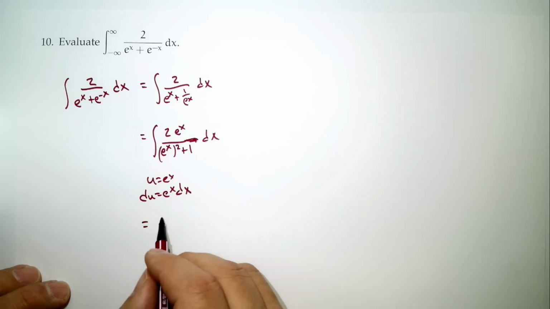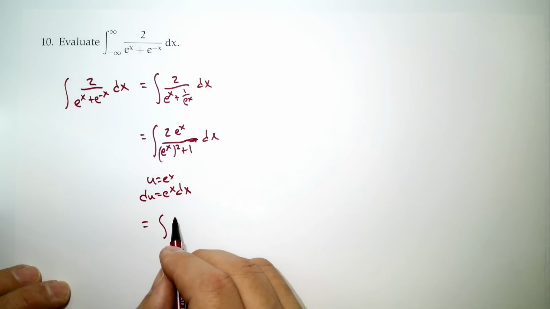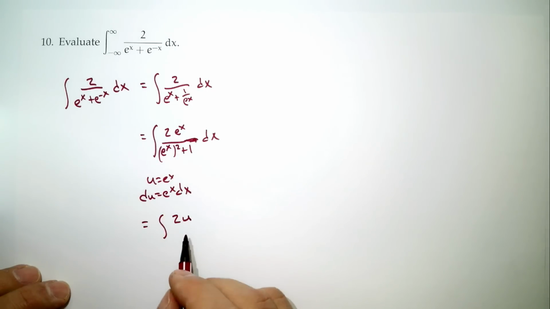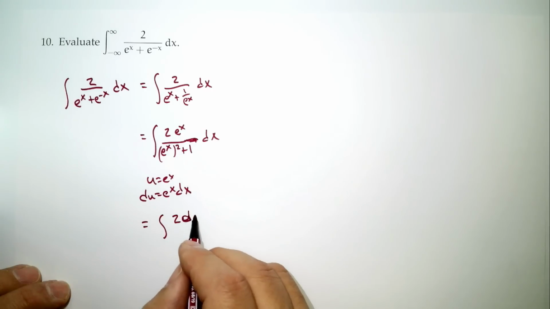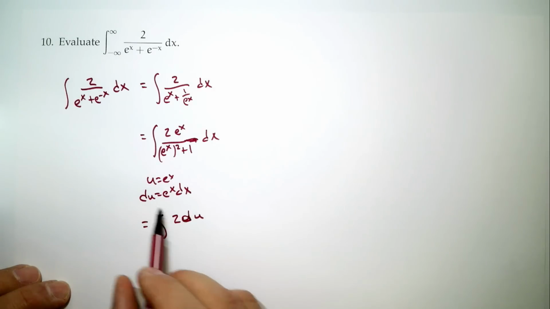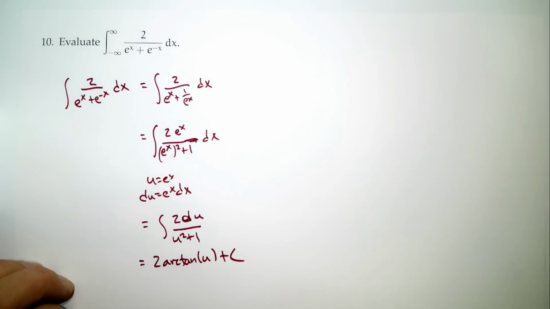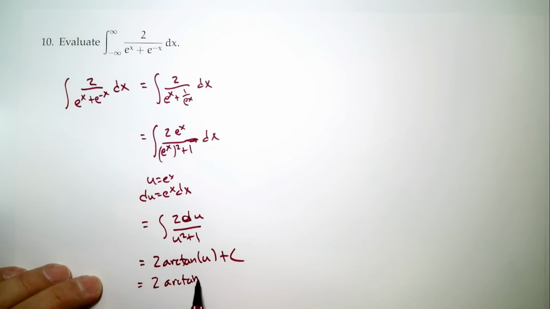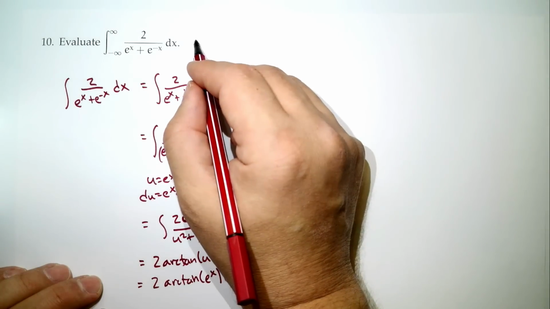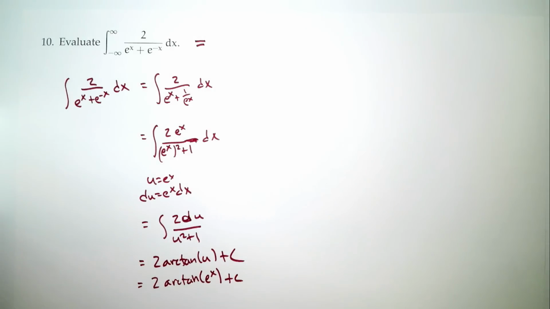So this would become the integral of 2 du, because that e to the x dx is du, over u squared plus 1. Well, that's 2 arctangent of u plus a c. And u is e to the x, so that's 2 arctangent of e to the x plus c. So we can say that it's the following.